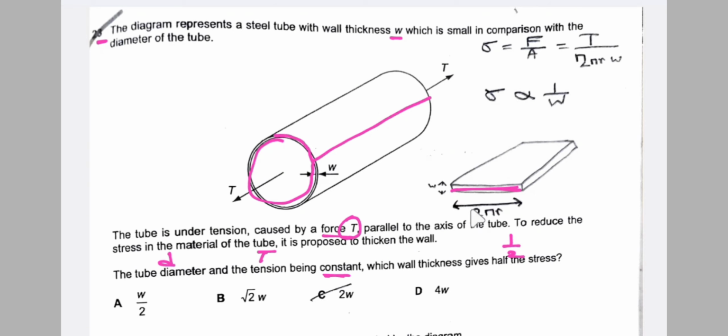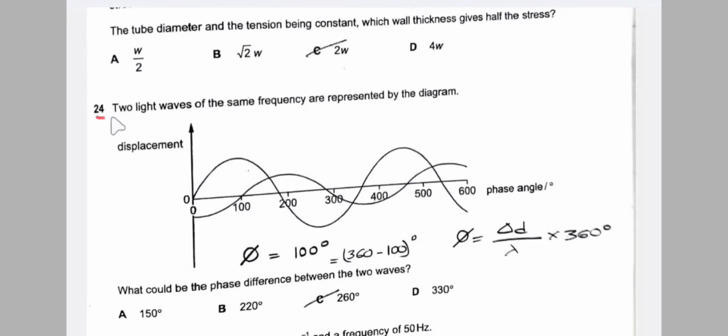So what is the area? Area is equal to length into width, so for the rectangle the area is 2 pi r into W. It is given that the diameter and the tension are constant. Since the diameter is constant, the radius r is also constant, and 2 pi is constant. So stress is inversely proportional to width. Since stress is inversely proportional to width, if the stress is half, then the width is obviously doubled. So it is 2W.